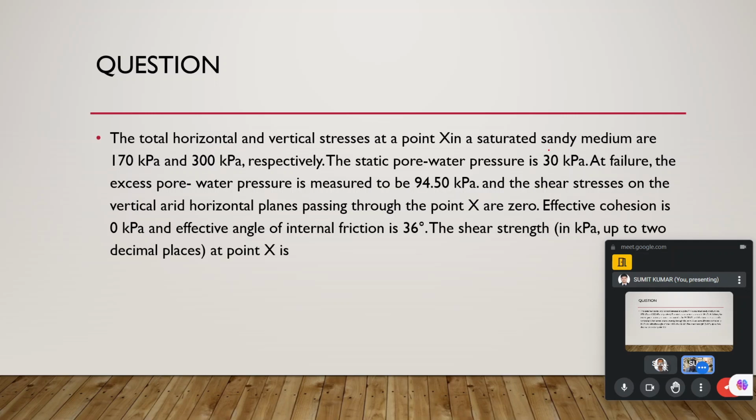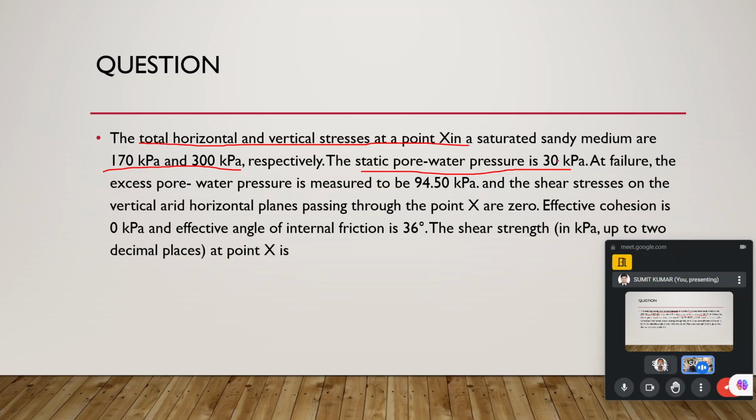So the mention is the total horizontal and vertical stresses at point X, each 170 and 300 kilopascal, and the static pore water pressure is 30 kilopascal. Every important point you must underline in your answer book, in your question book or anywhere. If you are solving in a book, you can underline with the help of a pencil.